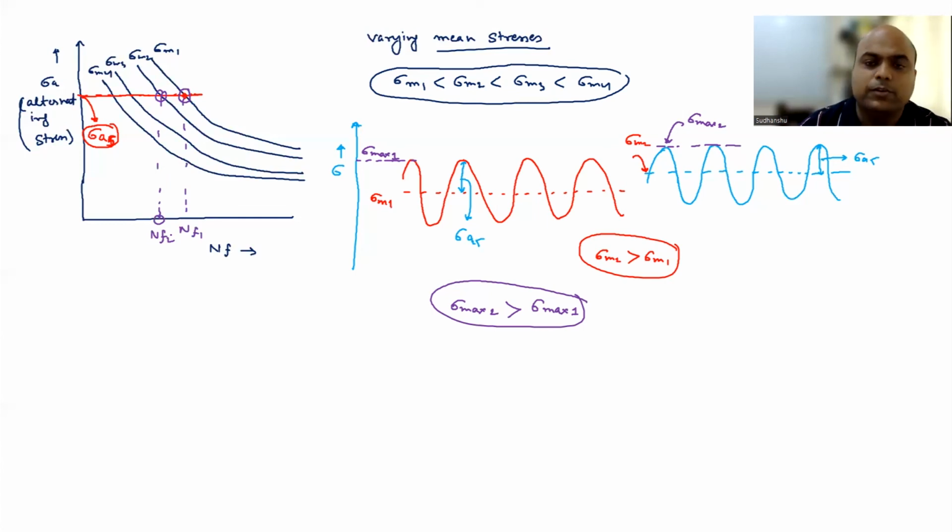Okay, so if you know the concepts of R ratio and alternating stress, all these stress parameters, we can draw the schematic and then try to understand why the number of cycles to failure is either going to increase or decrease, depending upon the maximum stress value and the alternating stress.